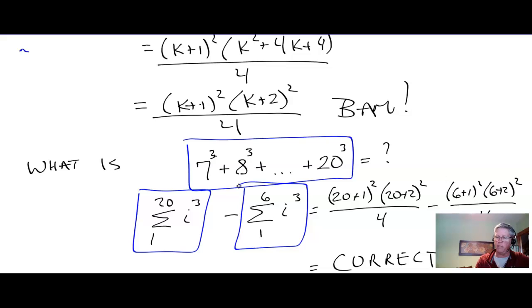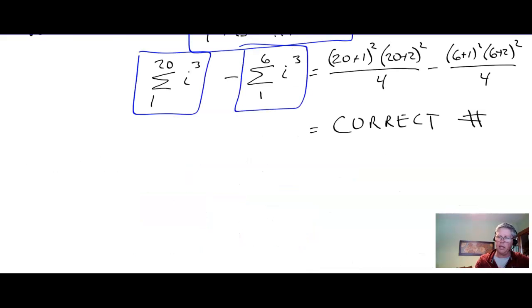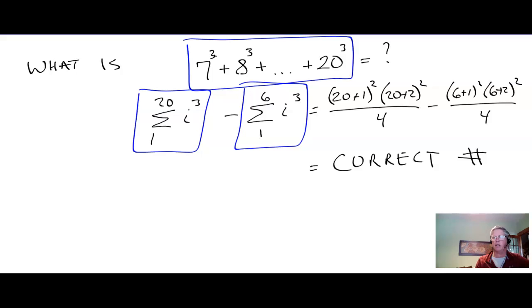Using the formula, 20 plus 1 squared, which is the n plus 1, n plus 2, and then I plug in the 6, and guess what? I get it correct. I don't know what the number is, but it's a cool one.